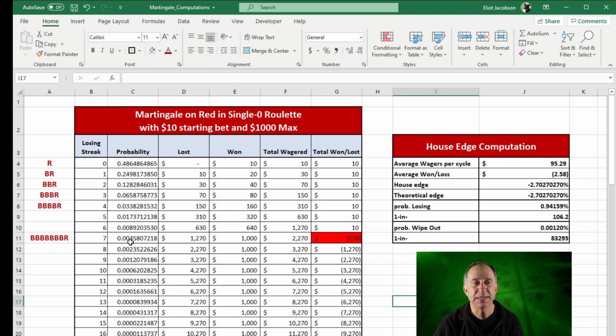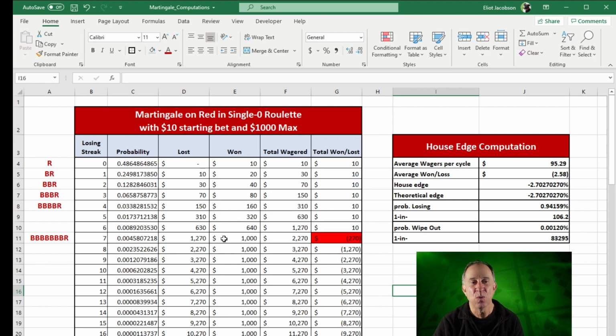The problem comes here on this situation after 7 in a row. When I hit the table maximum, my total losses accumulated up to 1,270. My win is 1,000. And so in that situation, I've actually lost money on that cycle. I've lost $270. So this is the first situation where we lose money by playing a martingale, where one cycle of a martingale is going to lose for us.